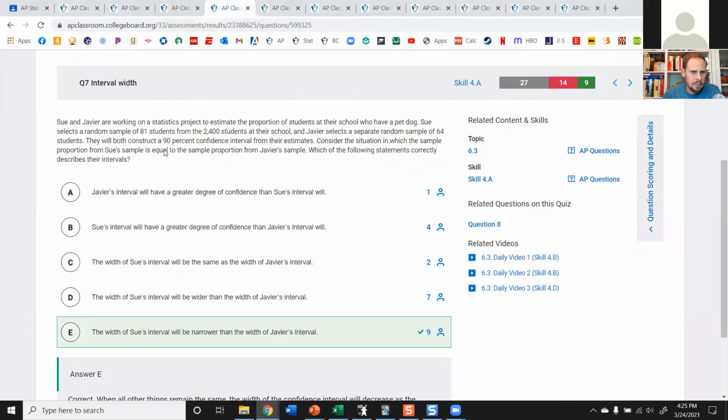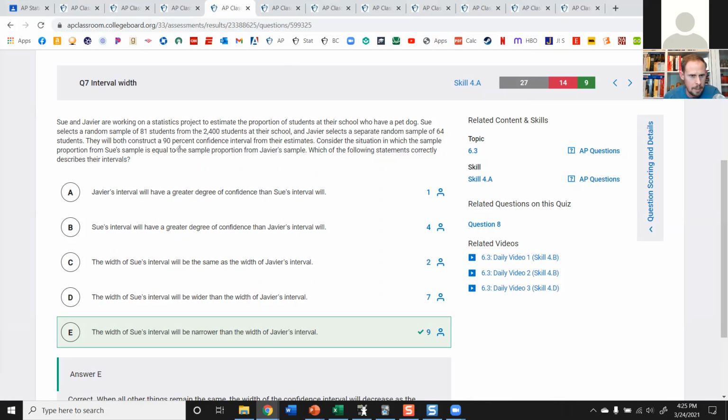All right, next one. Sue and Javier are working on a statistics project to estimate the proportion of students at their school who have a pet dog. Sue selects a random sample of 81 students from the 2,400 students at their school, and Javier selects a separate random sample of 64 students. They will both construct a 90% confidence interval for their estimates. Consider the situation in which the sample proportion from Sue's sample is equal to the sample proportion for Javier's sample. So they have the same p hat, is what we're saying. Which of the following statements correctly describes the interval?